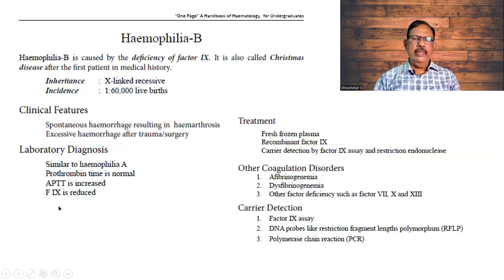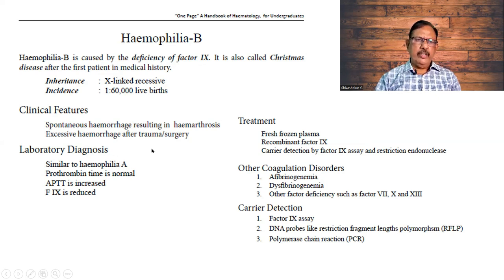Haemophilia B is another one. There is a deficiency of factor IX. Previous one is factor VIII, this is factor IX. It is also called Christmas disease, after the patient whose name was Christmas. X-linked recessive, it is more uncommon than hemophilia A, 1 in 60,000 live births. Spontaneous hemorrhage, hemarthrosis, and after surgery there is bleeding.